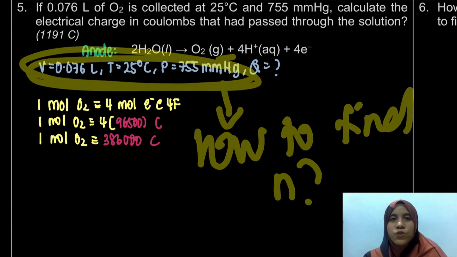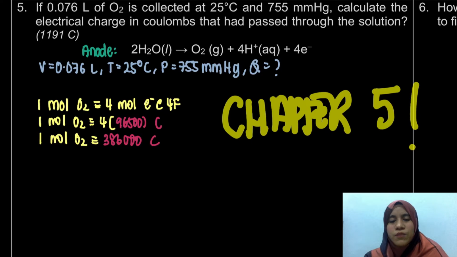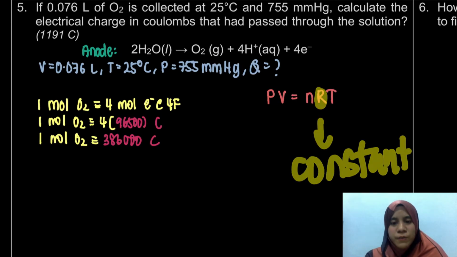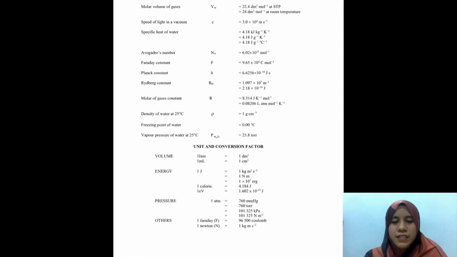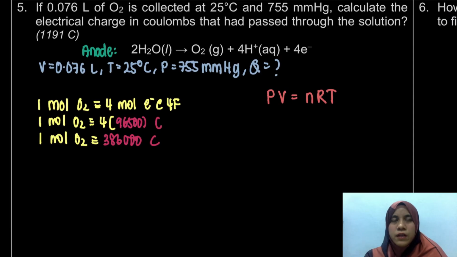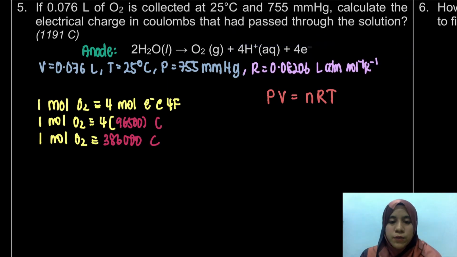So actually we do not know how to find the mole, right? It goes back to your chapter 5, semester 1, which is PV equal to nRT, where R is a constant. If you don't remember it, it's been a long time. Okay, it's actually this one. R is equal to 0.08206 L atm per mole per Kelvin. Again, you don't have to memorize it. You can check based on the list of constants itself. So it's fine. Okay, so what should we do next?